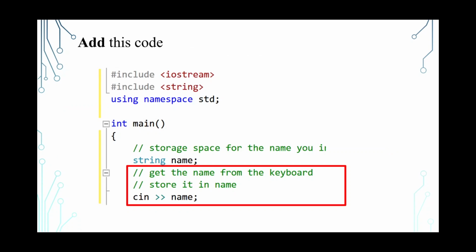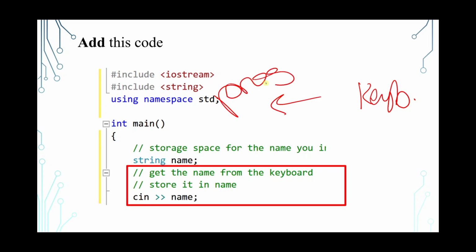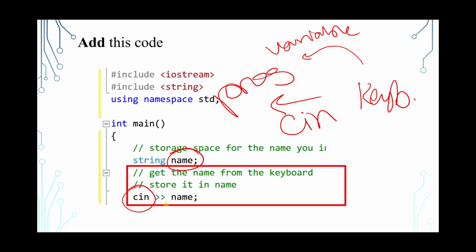Then we need to use the cin. Remember that usually if you want to get input from the keyboard to the program, you use cin, right? But where do you put what I take from the keyboard in the program? You need a variable, a storage location, right? The storage location is name. So take from the keyboard and put it, using those two angle brackets, into name.